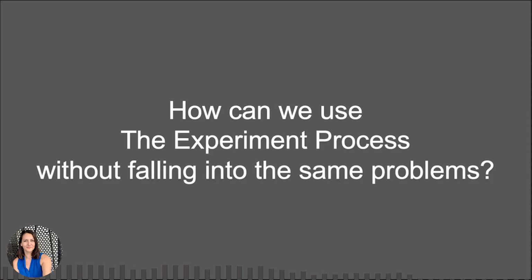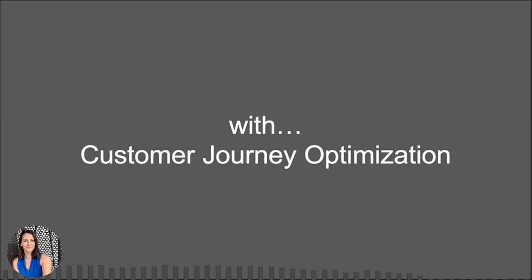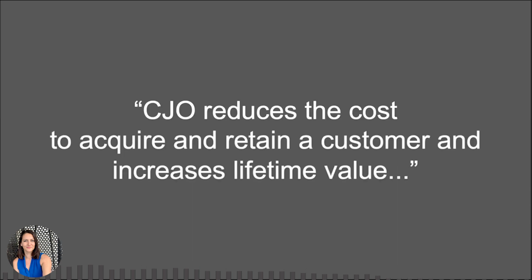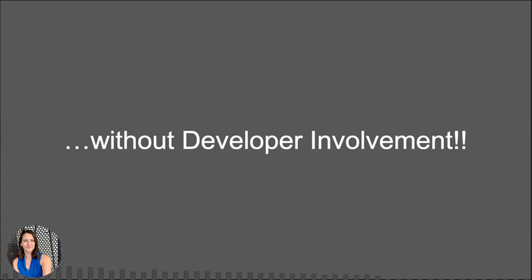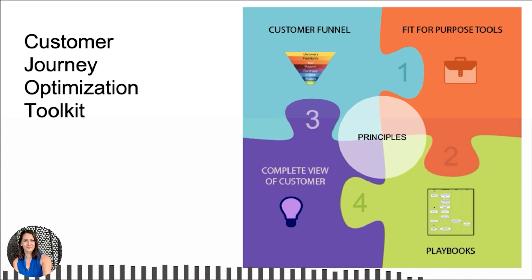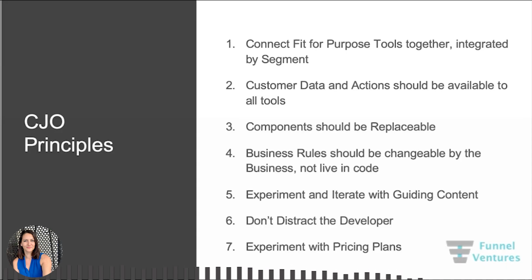So how can we use the experiment process without falling into these same problems? Well, that's where customer journey optimization comes in. Customer journey optimization reduces the cost to acquire and retain a customer and increases lifetime value, but without developer involvement. The customer journey optimization methodology comprises these 5 key components: the customer funnel, fit-for-purpose tools, the complete view of the customer, playbooks, and principles. Let's start with the principles.